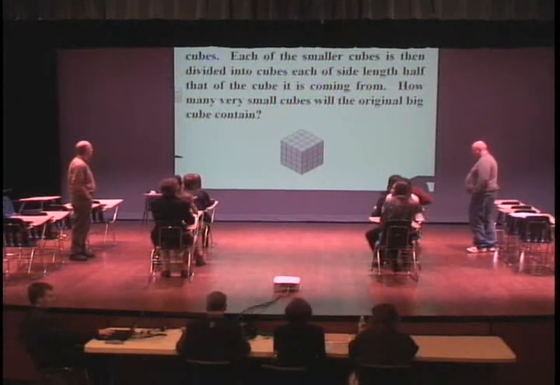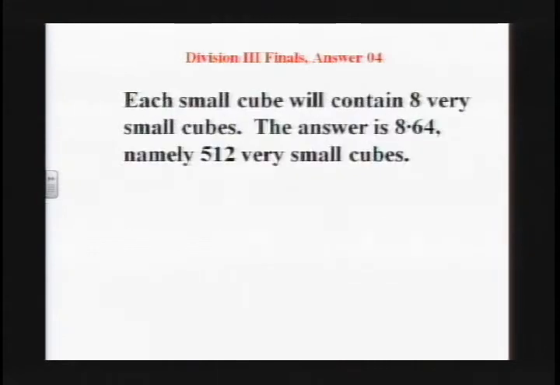And time has elapsed. The solution, please. Each of the small cubes divided into the side length of 1/2 will contain 8 very small cubes. If you're nerdy enough, and I am, to own a Rubik's Pocket Cube, you know that the 8 cubes are in that one. So the answer will be 8 times 64, that's 512 very small cubes.